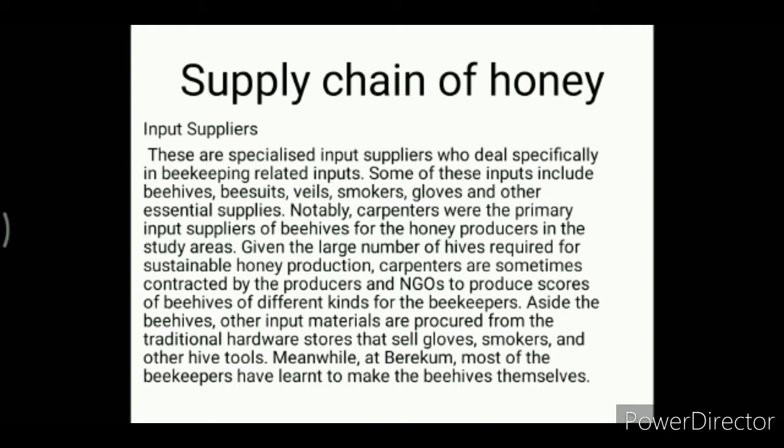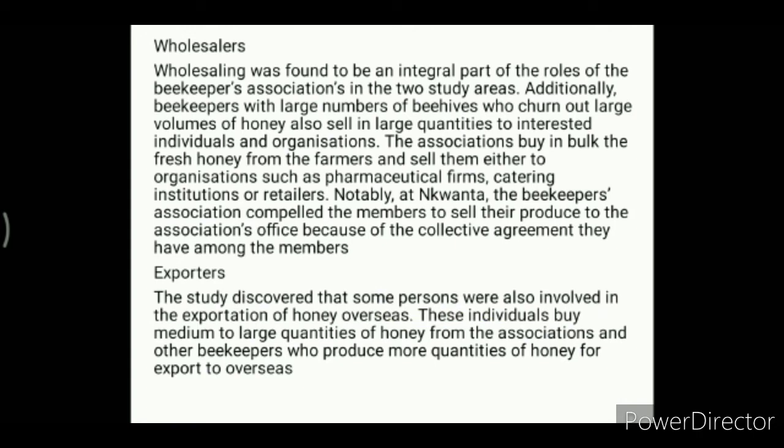Carpenters are sometimes contracted by the producers and NGOs to produce scores of beehives of different kinds for the beekeepers. Aside from the beehives, other input materials are sourced from traditional hardware stores that sell gloves, smokers and other tools. Meanwhile, at Bericum, most of the beekeepers have learned to make the beehives themselves. Input suppliers, in short, give beekeeping related inputs.